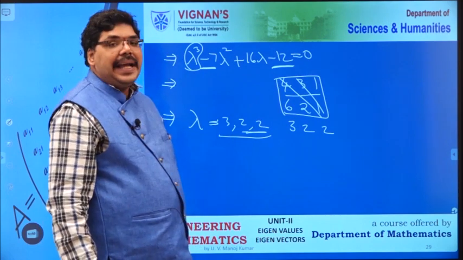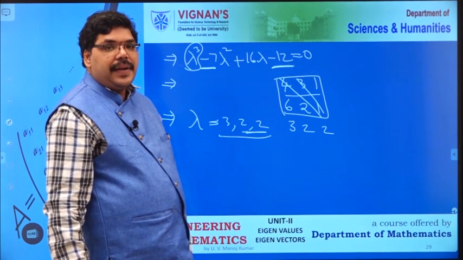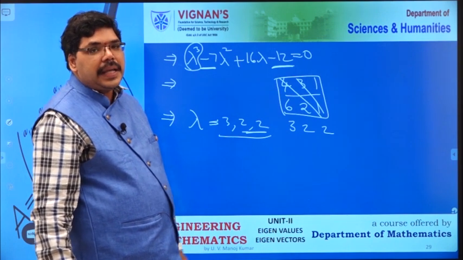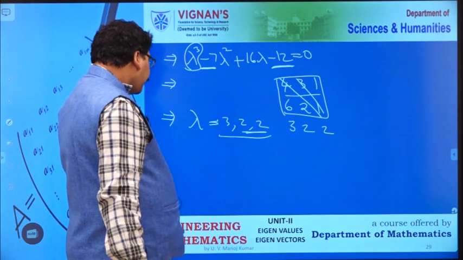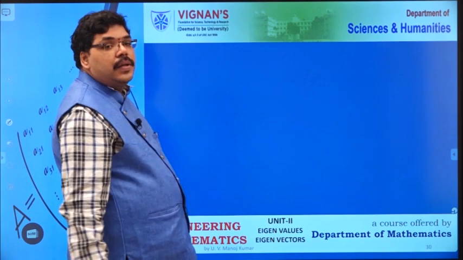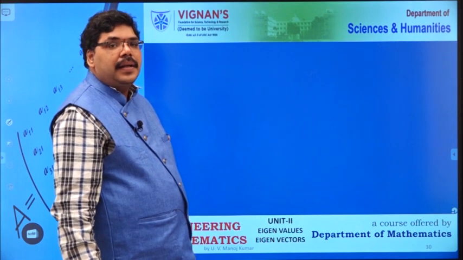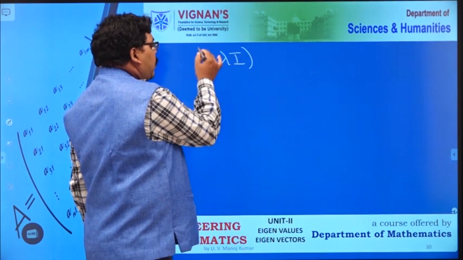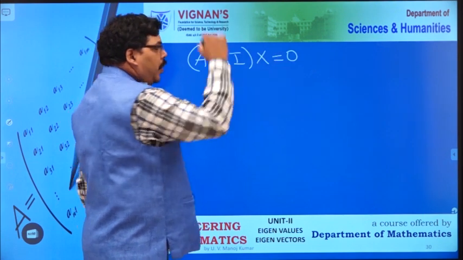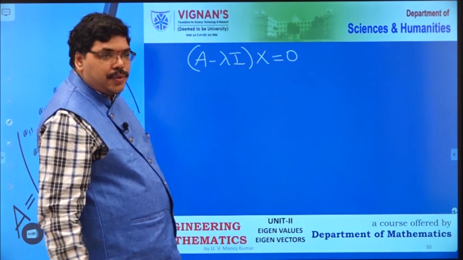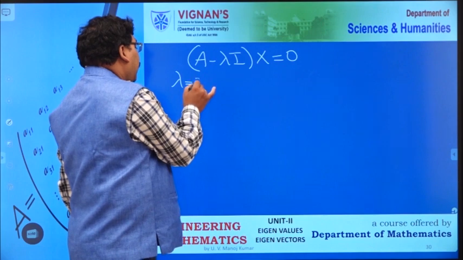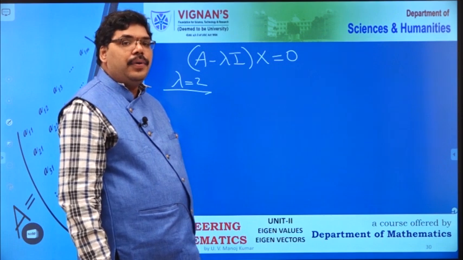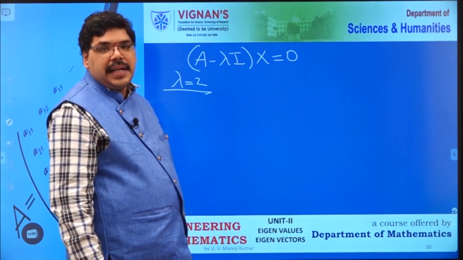Now we will find eigenvectors for this matrix. Eigenvectors corresponding to lambda equals 2 and eigenvectors corresponding to lambda equals 3 we will calculate now. How to find eigenvectors? For finding an eigenvector, the equation we use is (A minus lambda I) x equals 0. In this, substitute lambda equals 2, because lambda equals 2 is an eigenvalue. I am using lambda equals 2 to find the corresponding eigenvector.